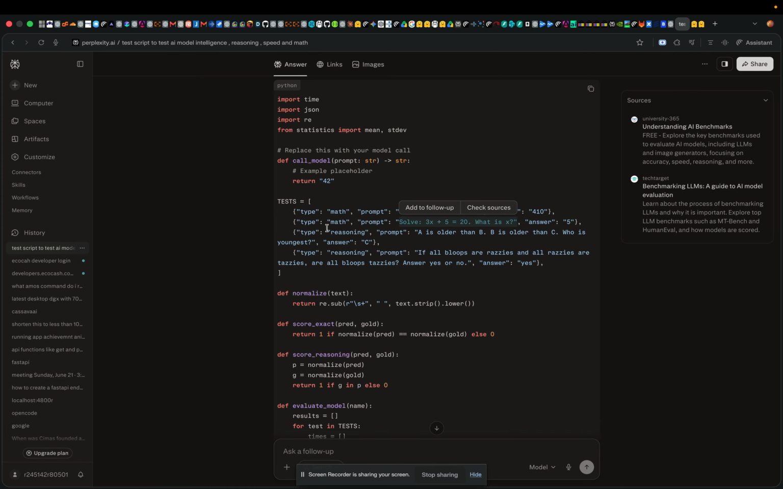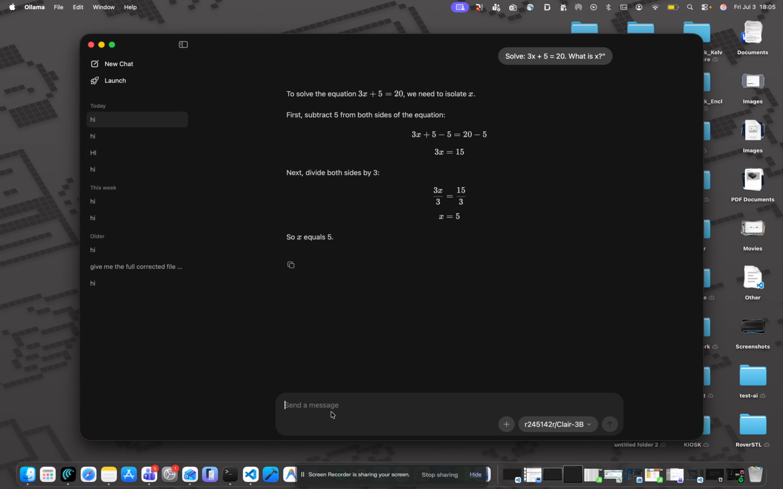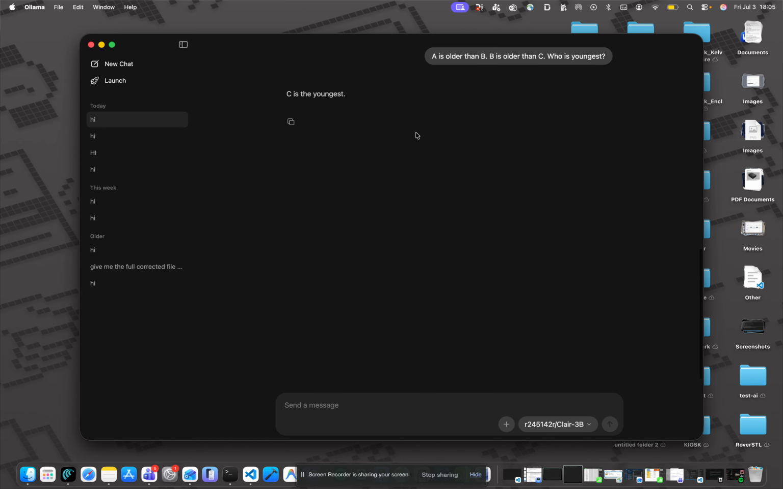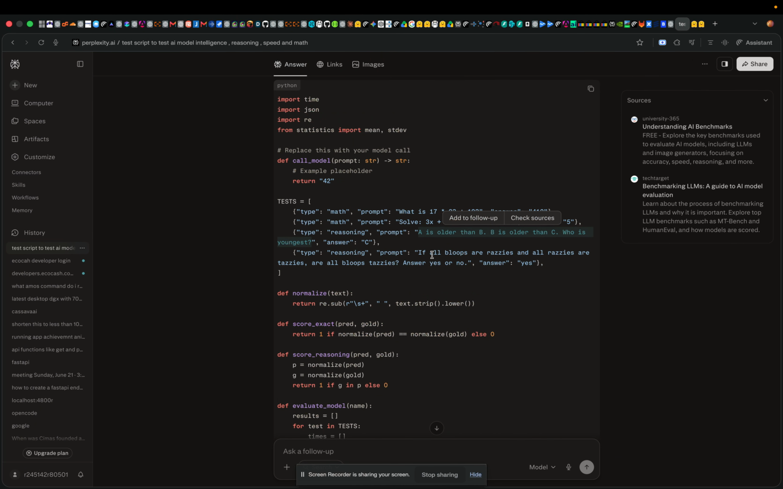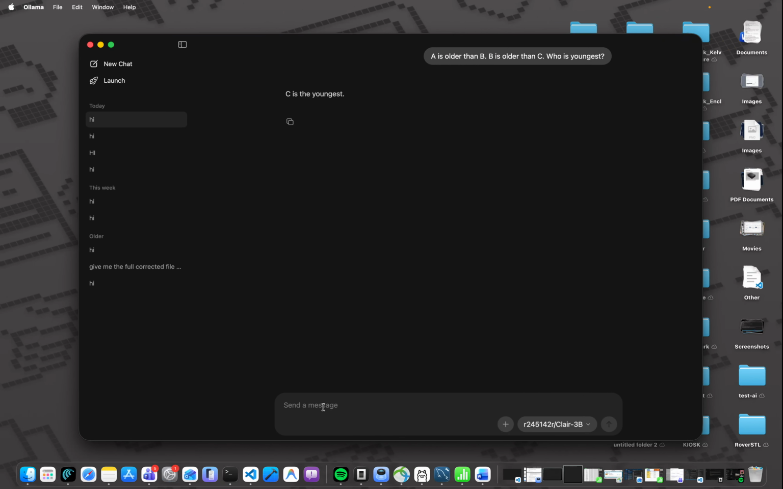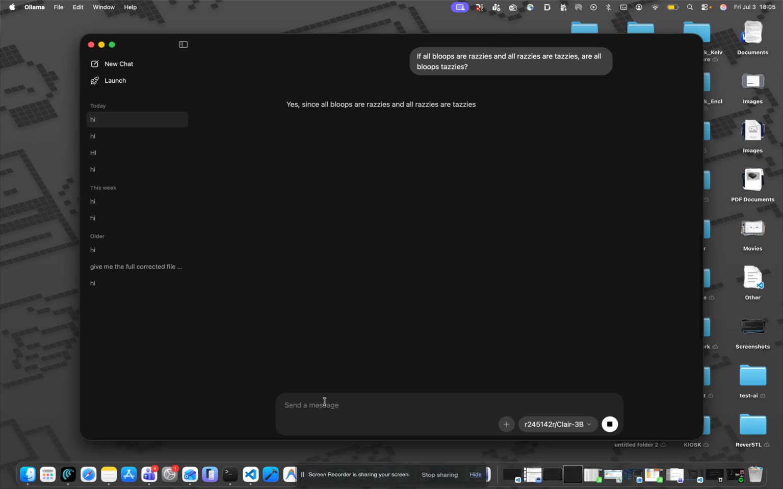We can also give it a reasoning question where we need it to reason. Here we know the answer is going to be C, but let's just ask it. It's telling us, okay, the youngest is C. That was quick. We're going to ask it this question here. The answer is yes, so we want to see what exactly it's going to say. It's telling us yes. We can also ask it what the capital city is. So these are general questions.